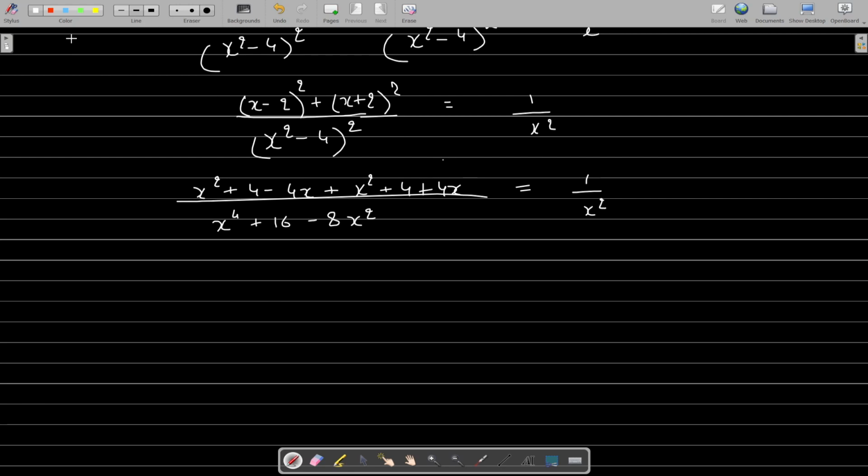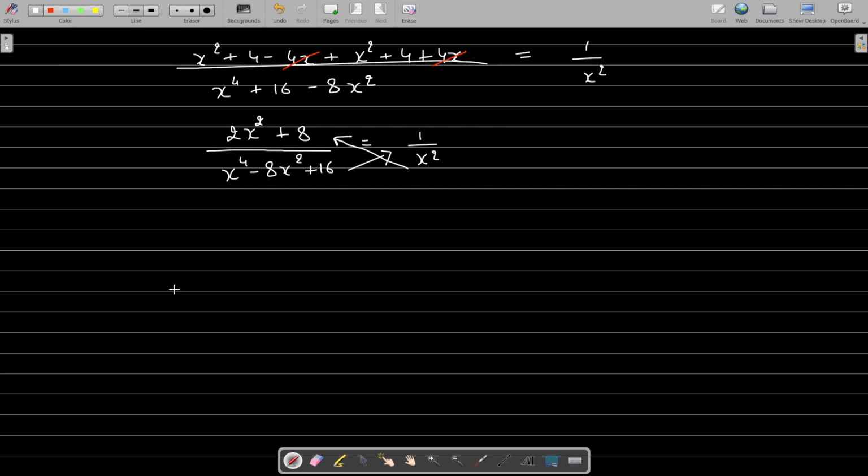Now in the numerator, one term is going to get cancelled. Minus 4x will cancel plus 4x. So the numerator now becomes, if I add similar terms, 2x squared plus 8. That's it. And the denominator, of course, is x power 4 minus 8x squared, so I've just rearranged it, is equal to 1 upon x squared. Now let's take this denominator to the right hand side where it becomes the numerator, and this denominator to the left hand side where it becomes the numerator.